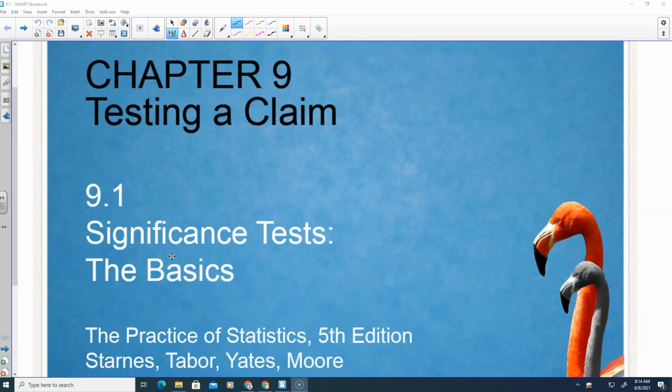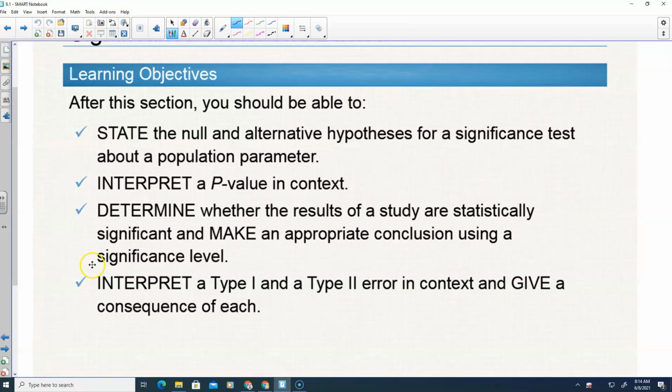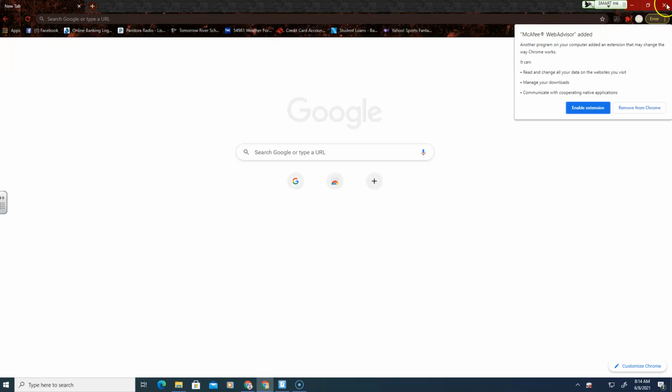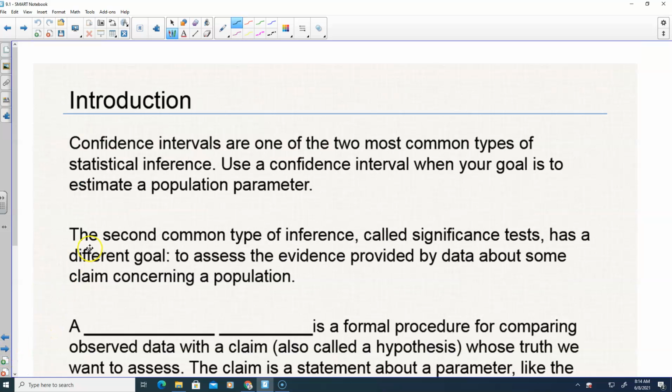Okay, we are looking at starting chapter 9 on testing a claim, which is significance tests or hypothesis tests. Section 1 here is learning the basics of significance tests. So we're going to be looking at stating null and alternative hypotheses for a significance test about a population parameter, interpreting the p-value, determining whether the results of a study are statistically significant, and making an appropriate conclusion, interpreting type 1 and type 2 errors and giving consequences of each.